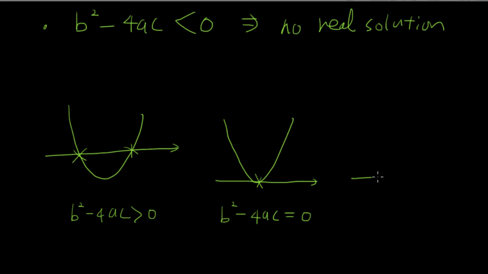What about this? b squared minus 4ac is less than 0. What about this case? This is the case where the graph looks like this. It's actually not crossing the x-axis. So this is the case that we have no solution, right? Okay. So whenever we have b squared minus 4ac less than 0, a negative number, you don't have to go any further. You can stop there and say, oh, no solution. Okay? All right.